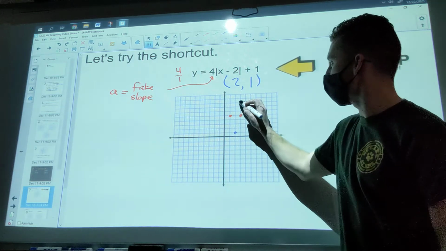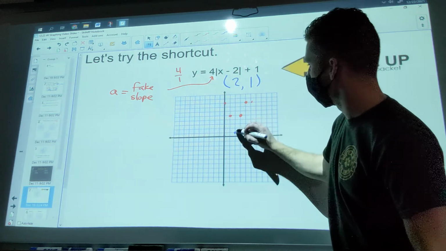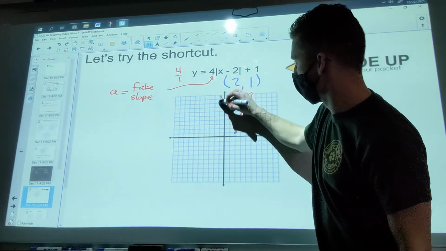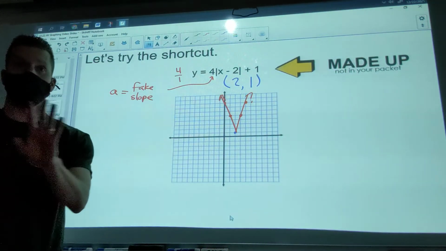Now let's do it again. Up 4 over 1. That was over 2. Up 4 over 1, up 4 over 1. And look at that. We are done. Is that a little easier than filling in a table? Yes. So, your method, right? Let me just repeat it real quick.